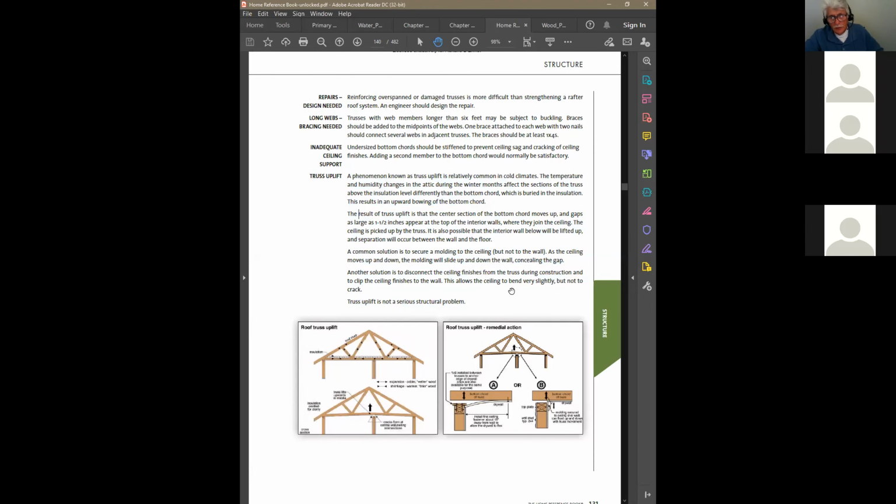Yeah, that's not that. So what does it say? You talk about truss uplift, okay? This one here: a phenomenon known as truss uplift is relatively common in cold climates. The temperature and humidity changes. So it's humidity, you understand? And temperature. And temperature, but it's not just temperature. You understand? So what happens? What happened was, okay. Well, temperature. The reason why it's also temperature.